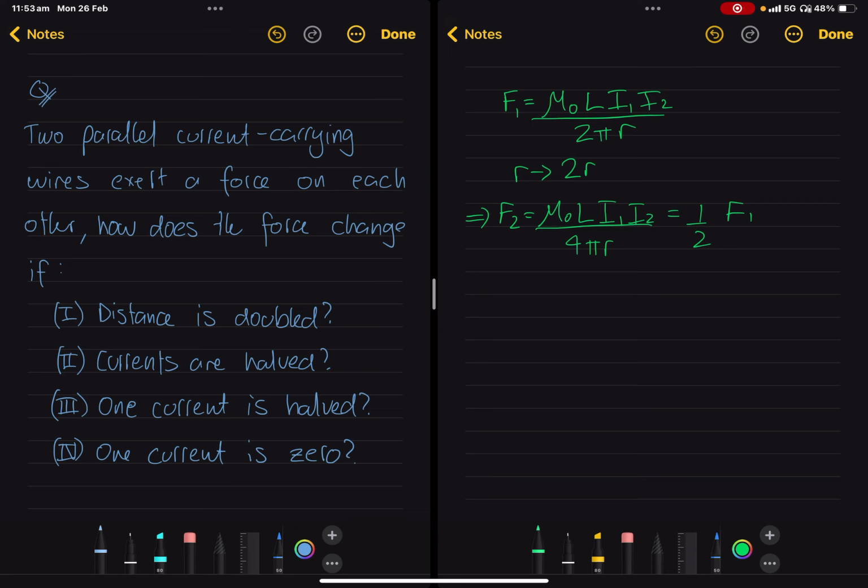So what happens if the distance between them is doubled? The force is halved. So in the case of part 1, force is halved.